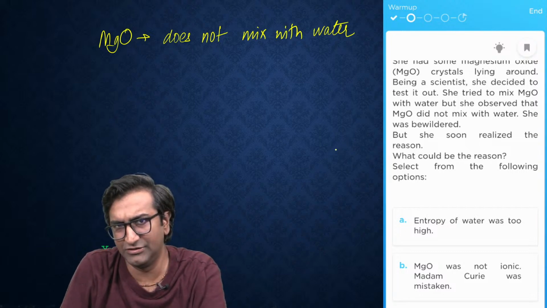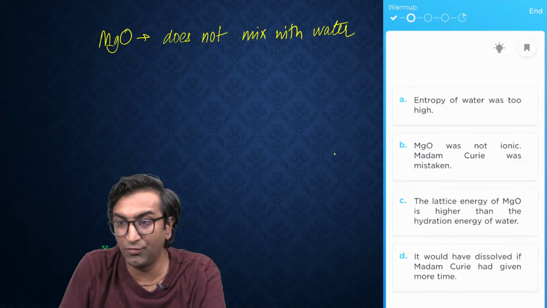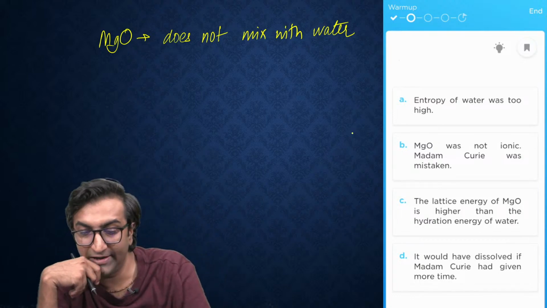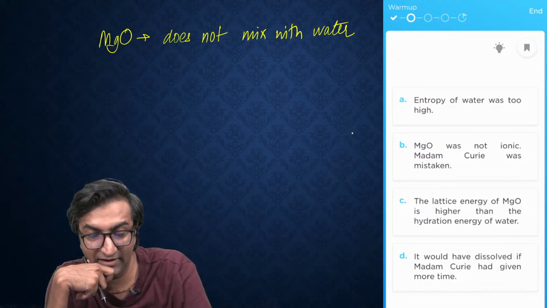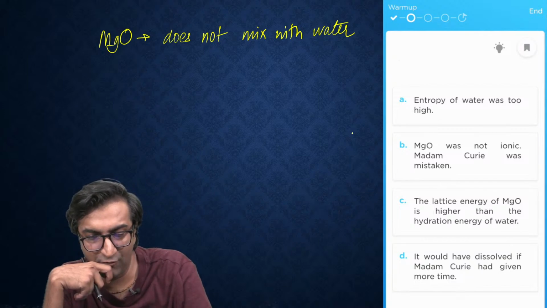It does not mix with water. मतलब कि does not dissolve. इसका क्या मतलब है? ठीक है? तो यहाँ पे options हैं. Entropy of water was too high. MgO was not ionic. Madame Curie was mistaken. The lattice energy of MgO was higher than that of water. It could have dissolved if Madame Curie had given it more time.